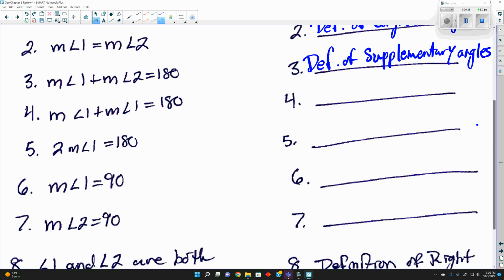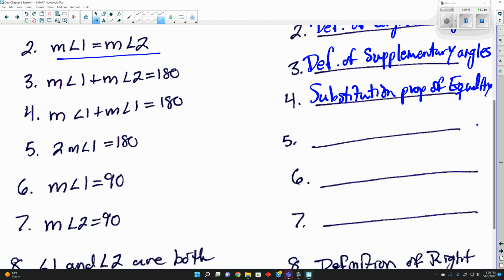So number 4, we took, because we have 1 plus 2 equals 180. Well, we said 1 is equal to 2. So now we have 1 plus 1 is equal to 180. Substitution property of equality. Because if we're just plugging in one value, it's substitution. If we're taking two statements and making a new one, it's transitive.